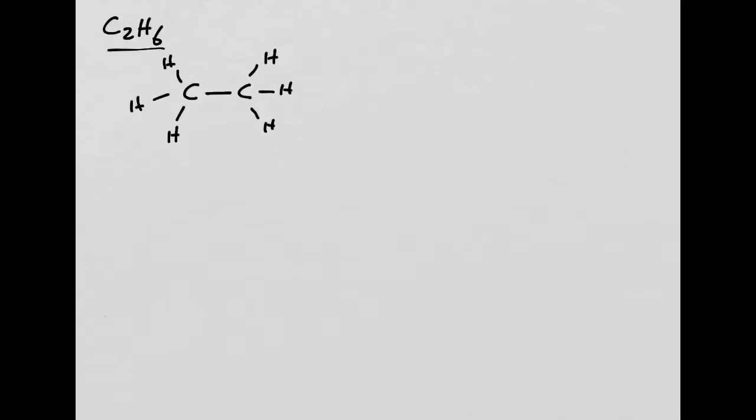Okay. How many bonds does each carbon have? 1, 2, 3, 4. 1, 2, 3, 4. Each carbon has 4 bonds. I'm done. That's really, really key. Each carbon has 4 bonds around it. This is the structure of C2H6.